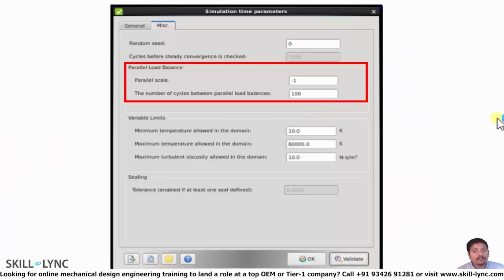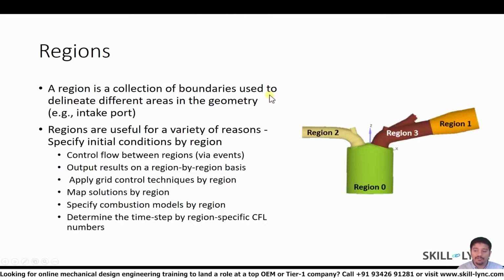All right, and you might recall this particular window, which contains simulation time parameters. And here you will be setting up something called parallel scale and the number of cycles between parallel load balances. So when you're running a simulation in Converge, you would have seen that the iteration number is getting printed out. After every 100 iterations, load balancing is done. These are important numbers, and typically the default numbers work very well, but sometimes when your problem is much larger and when you need to run it on a larger number of computers, you need to set up the parallel scale accurately.